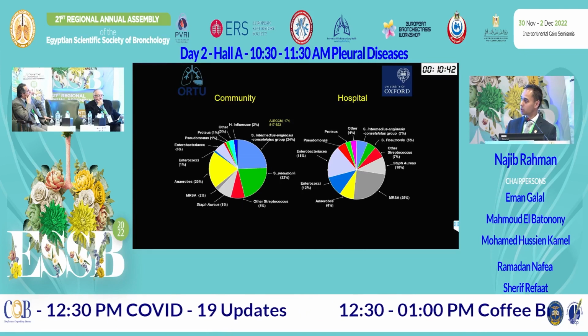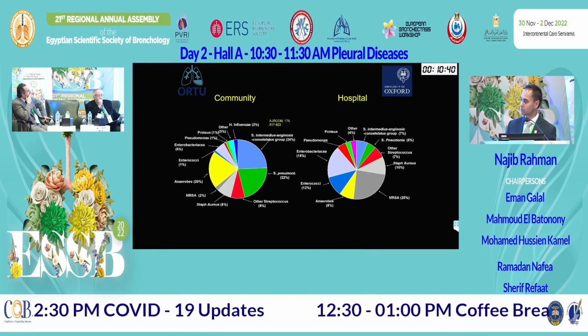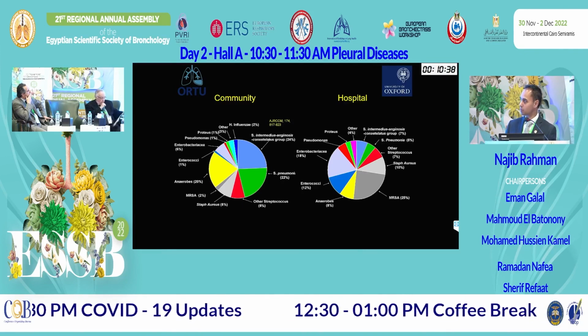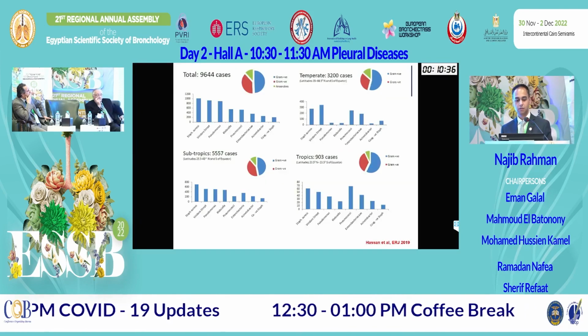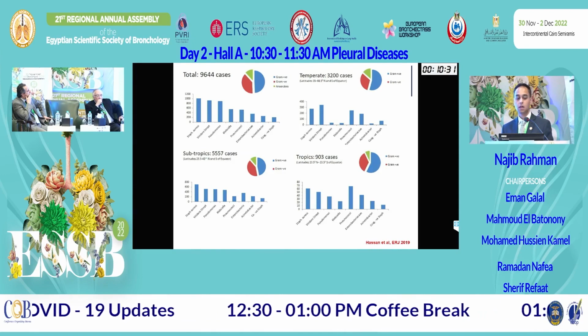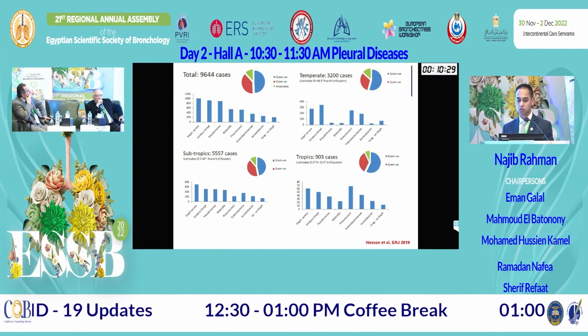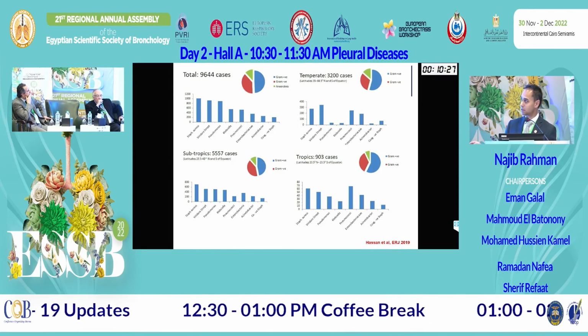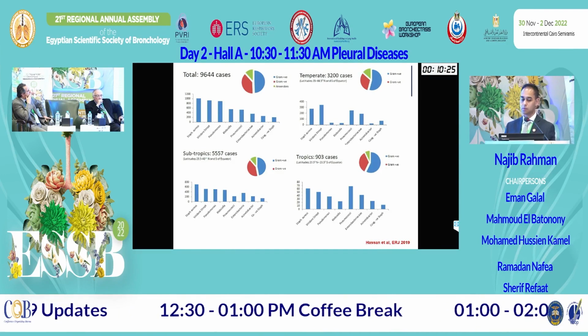The majority are caused by Strep intermedius, a bit of Strep pneumoniae, and some anaerobes. Hospital-acquired disease is completely different. And this, again, is work by Maged Hassan, who looked at over 9,000 cases in the world literature, and he showed again the same pattern. So Staph aureus viridans is the most common.